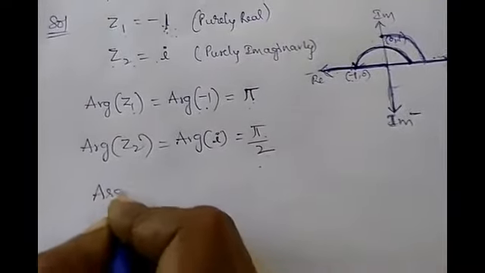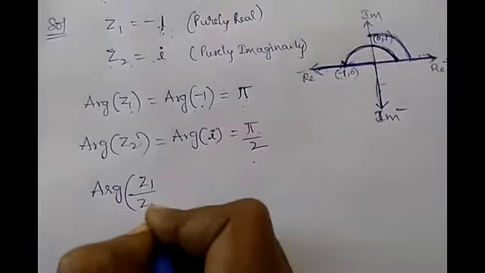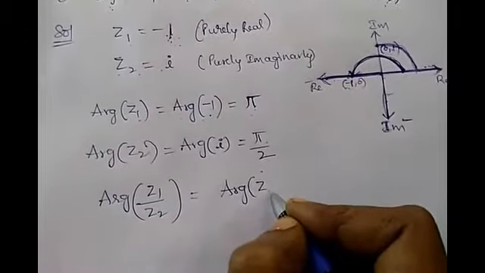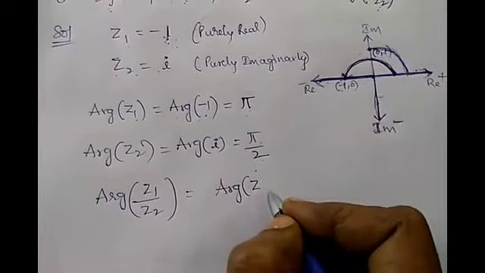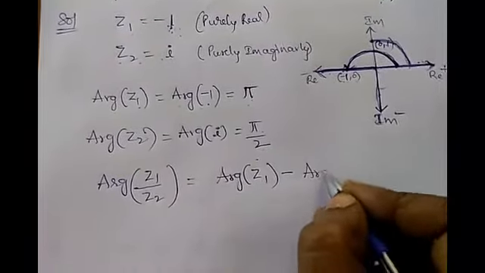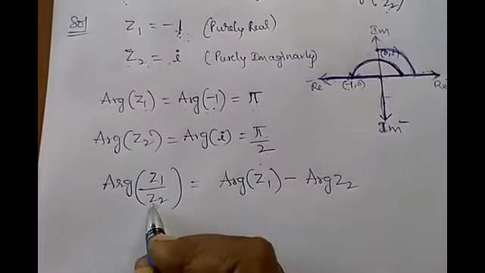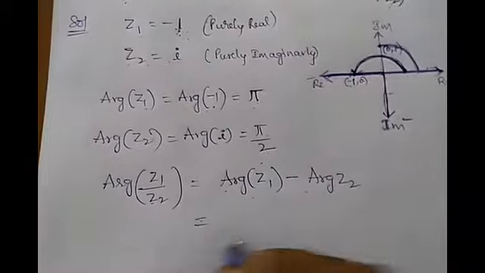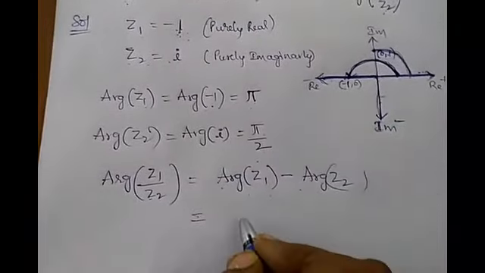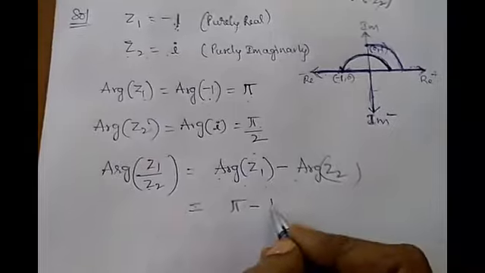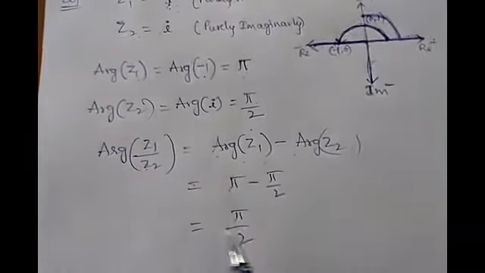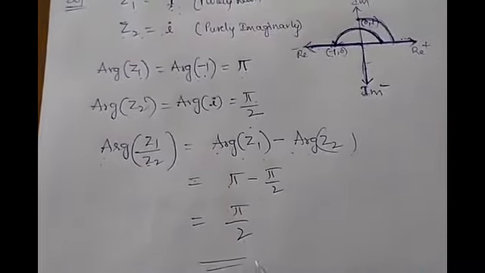Now argument of Z1 by Z2 equal to argument of Z1 minus argument of Z2. What is argument of Z1? Pi. Minus argument of Z2, which is pi by 2. So pi minus pi by 2 gives pi by 2. Finally, argument of Z1 by Z2 is pi by 2. This is about this problem.